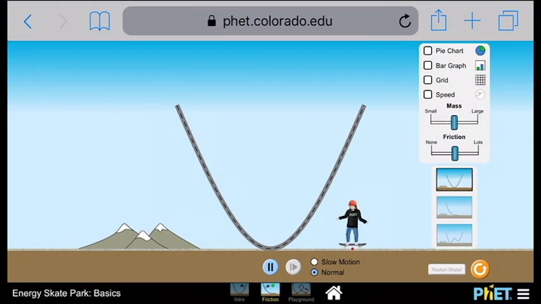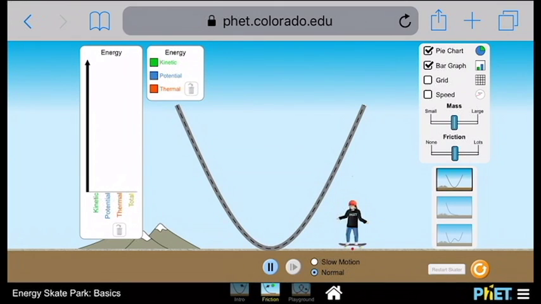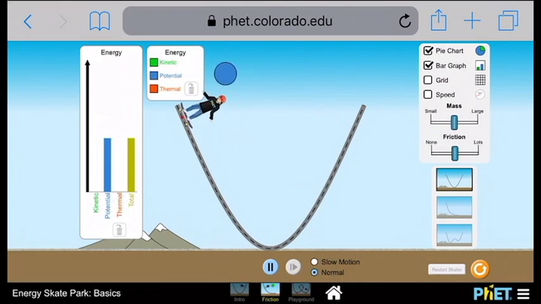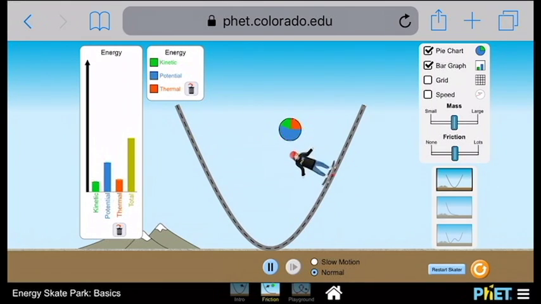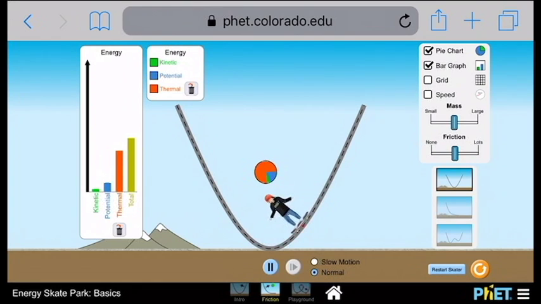Let's talk a little bit about thermal energy. Thermal energy is generated by the kinetic energy of the particles within an object. Work done by friction results in thermal energy because friction causes the bonds between molecules to stretch and warp, and when they return to their original position, energy is released as heat.